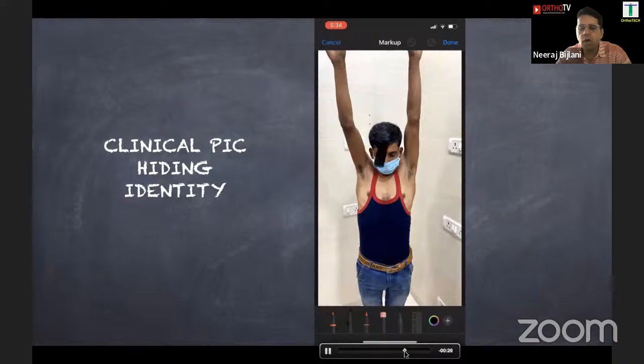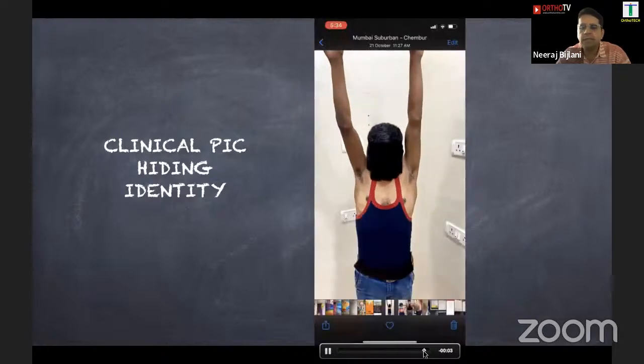So I'll just draw with a fat pen and it will get hidden. And same thing, I will draw on the belt also and it will get hidden. If you want, you can use an external app where you can insert a shape, or the Galaxy Note phones allow you to directly insert a shape in it. So this is how the photo comes and the identity is hidden. So mainly for clinical pictures, you need to hide the identity.